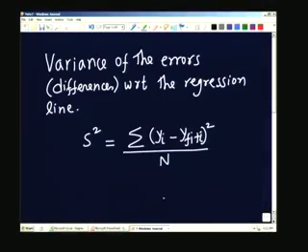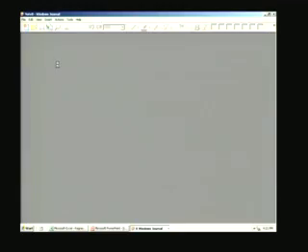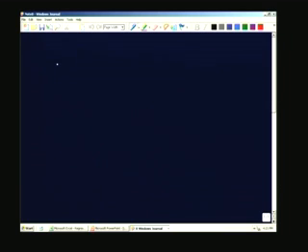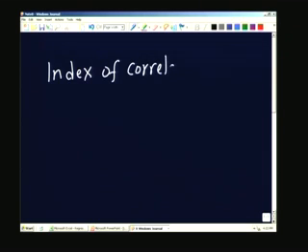So, how to mathematically put that? Let us define what I call the index of correlation, which is a mathematical expression. Instead of calling it the coefficient of correlation, I am going to call it an index of correlation. I can use the same symbol as I used earlier, either R or rho.